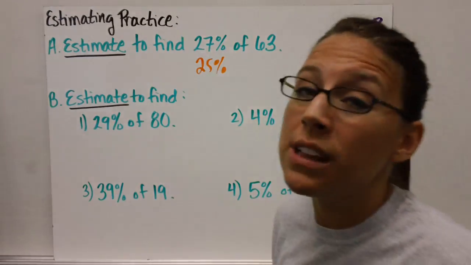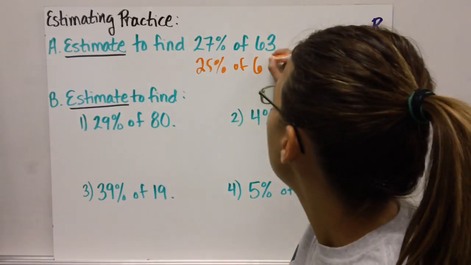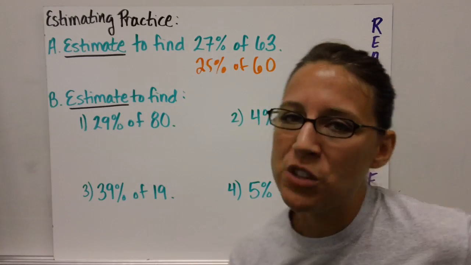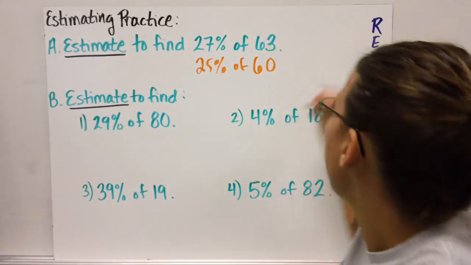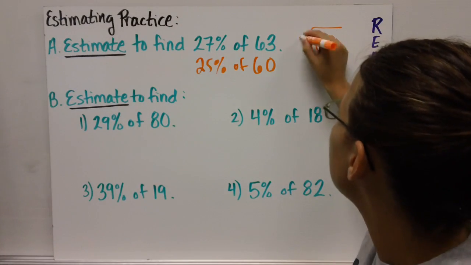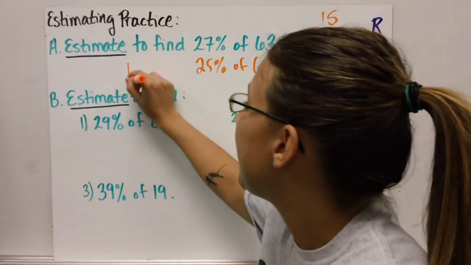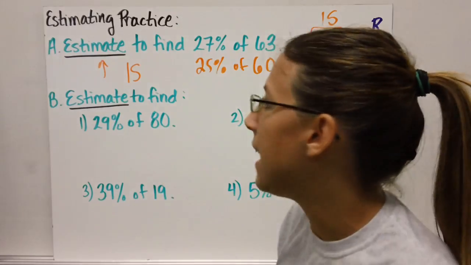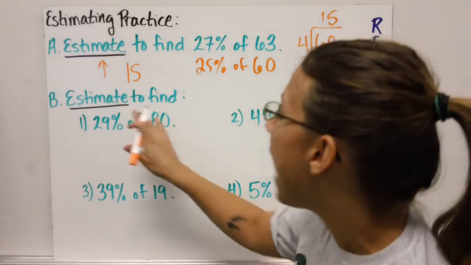And I don't particularly like 63 either. 60 is a much rounder number to work with. Now, if I'm looking for 25% of 60, all I have to do is divide 60 by 4. That is not a challenging task. In fact, it comes out to be 15. And 15, because we are estimating, is a brilliant answer here. Quick, easy, done.